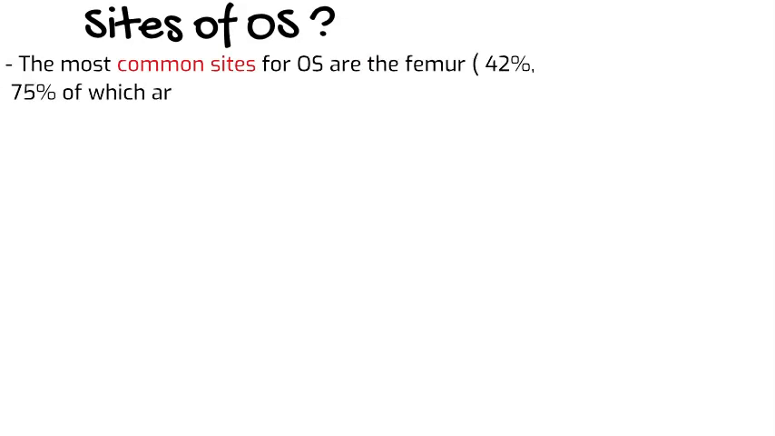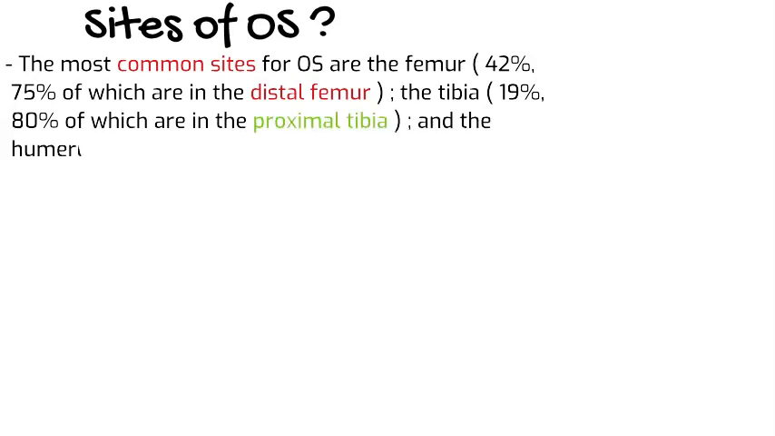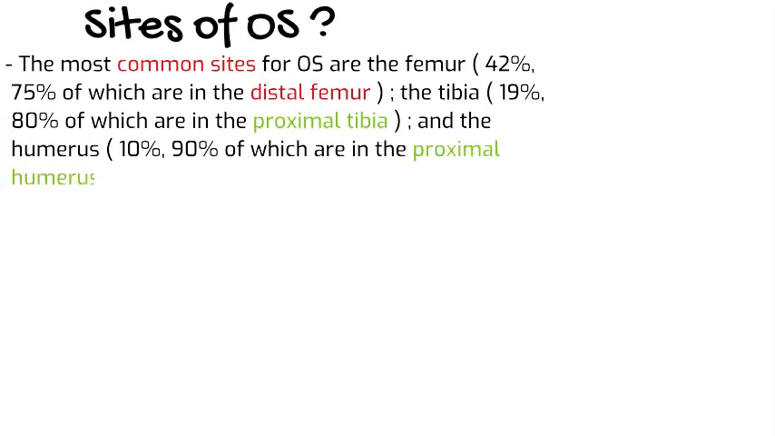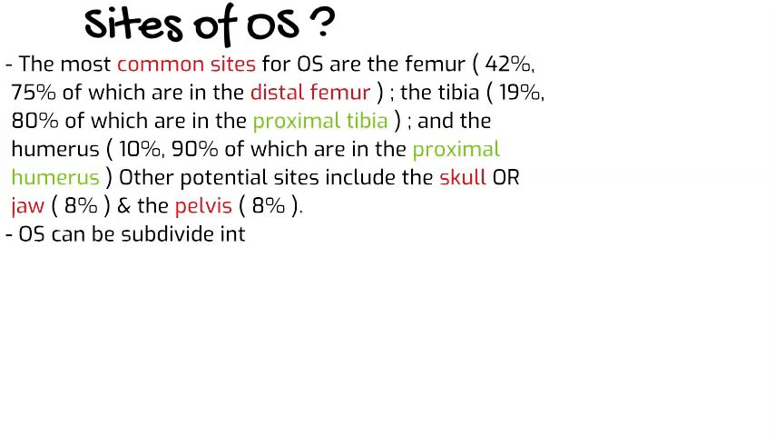What are the sites of osteosarcoma? The most common sites for osteosarcoma are the femur, 42%, whereby 70% of them are in the distal femur. The tibia constitutes 19%, whereby 80% of them are in the proximal tibia, and the humerus, 10%, whereby 90% of which are in the proximal humerus. Other potential sites include the skull or jaw, 8%, and the pelvis, 8%.